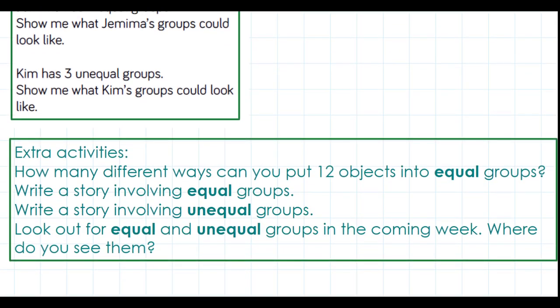So how many different ways can you put 12 objects into equal groups? If you can find 12 of something, 12 Lego pieces or 12 cuddly toys, how many different ways can you put all of those 12 items into equal groups and make a note of them? Can you write a story involving equal groups? Can you write a story involving unequal groups? And look out for equal and unequal groups in the coming week. Where do you see them? Now, I'm going to show you the answers to the first set of questions in a moment, so make sure you pause unless you want to see them.